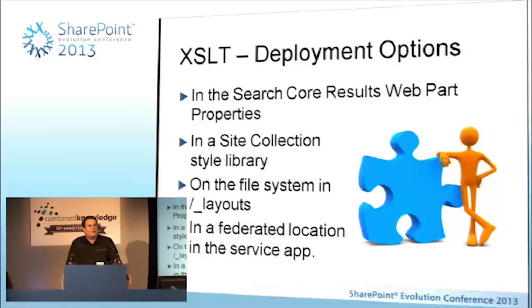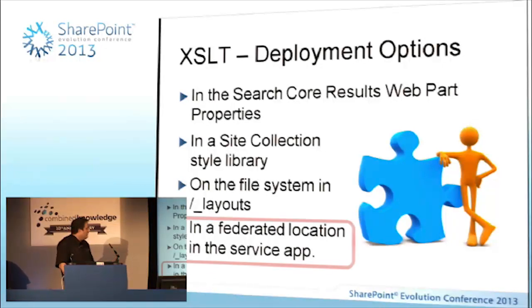So we've also got some deployment options with the XSLT. The first one is we can put it straight into the search core results properties, which is a wonderful editing experience if anyone's done that. We can put them into the site collection style library, and we can reference them directly. We can deploy them to the file system in underscore layouts, or we can put them in a federated location in the service app.